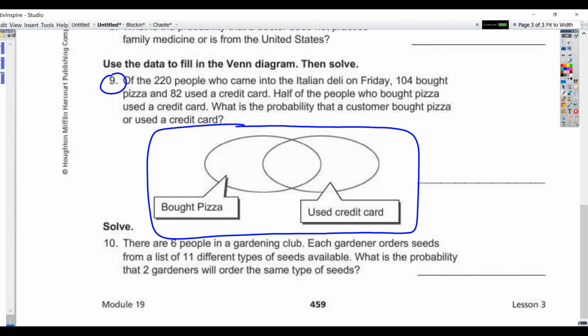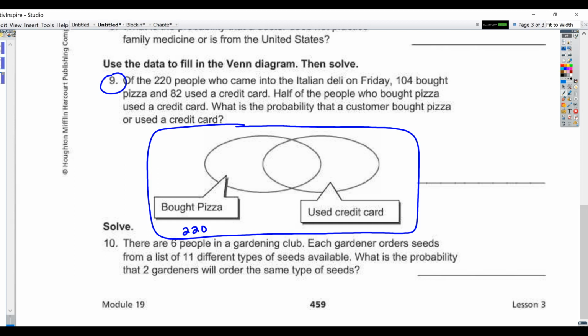Okay, and I know I'm going quickly through this. Here is a strategy if you're struggling with this, because some students really do struggle with this. Start by just writing in place what they tell you is happening. So there's 220 people, so I know there's 220 in my universal set. Not all of them are going to stay down there, because some of them are going to eat pizza and some of them are going to use credit cards. But I'm starting with that, so I have a placeholder for them.